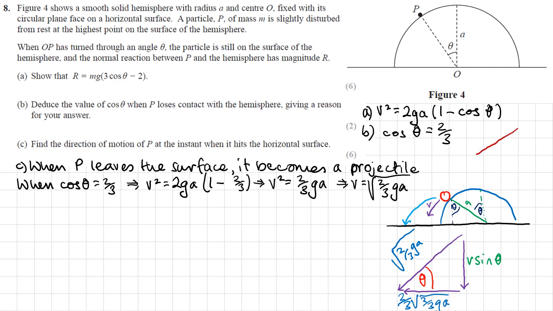Now for the sine theta, let me just do a triangle here. So I've got my theta, 2/3, so that's going to be 2, 3 for the hypotenuse. So if I do 3 squared, 9, minus 4, that's 5. So this is going to be √5. So that means that sine theta is going to be √5/3. So now I can write down what the vertical part of the velocity is here. So that will be √5/3 times by the square root of 2/3 ga.